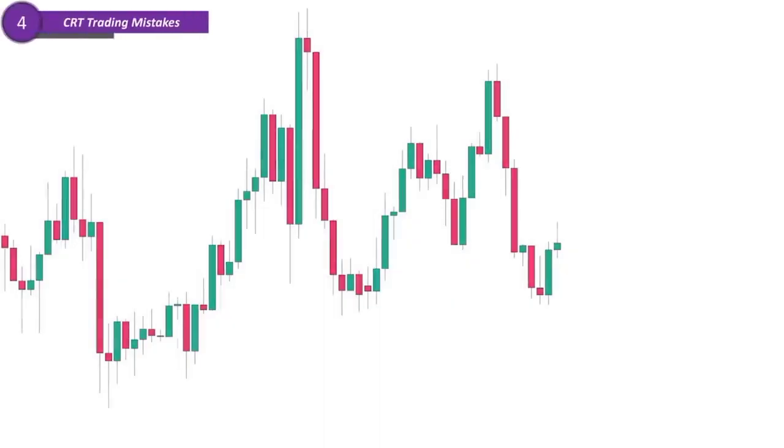One big mistake is trading CRT during a choppy market where there's no clear direction. CRT works best in trending conditions where you can clearly identify impulse and correction legs. Without that, the sweeps can become meaningless.